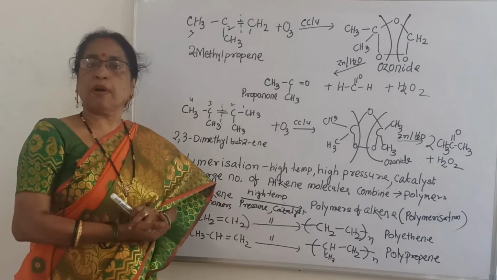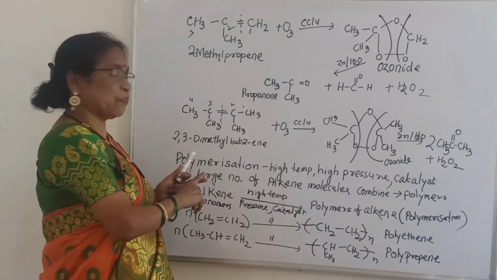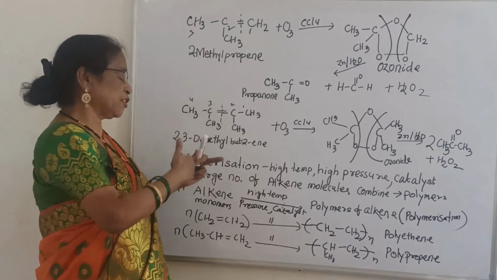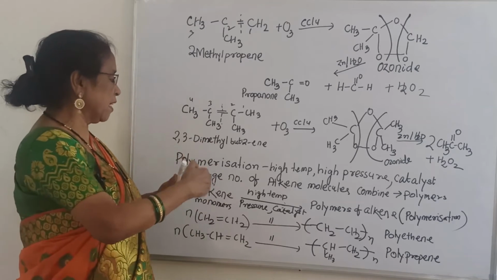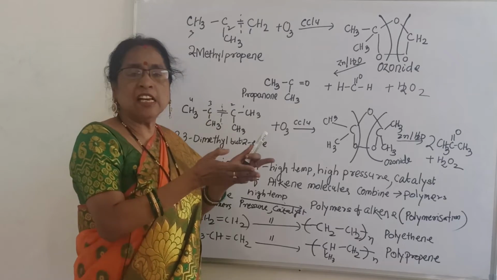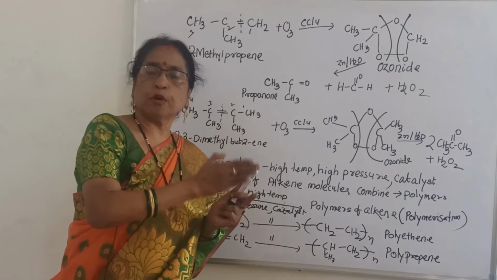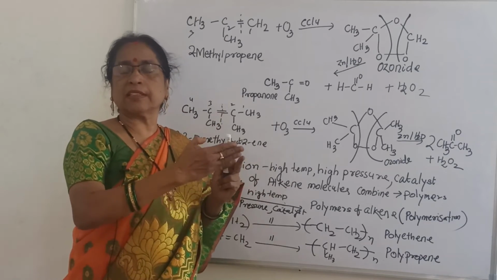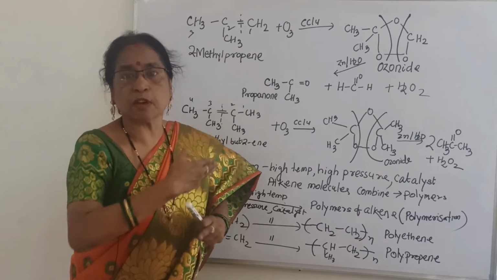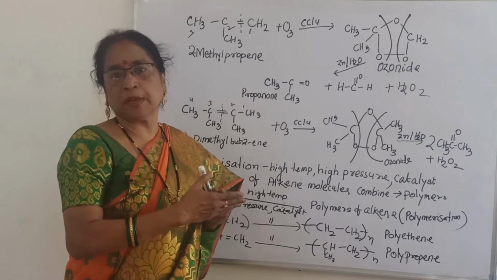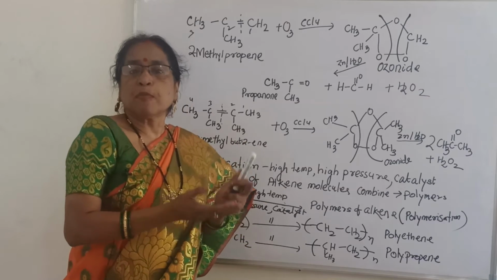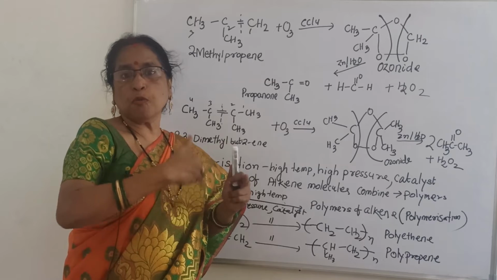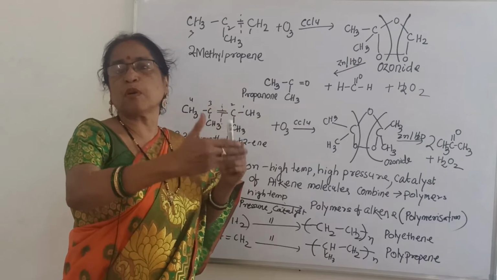What do you mean by polymerization? Poly means many, merization means parts. A single compound is called a monomer. Two compounds is called a dimer, three is called a trimer. So many, a large number, is called a polymer, and the process is called polymerization. Many single compounds will join.